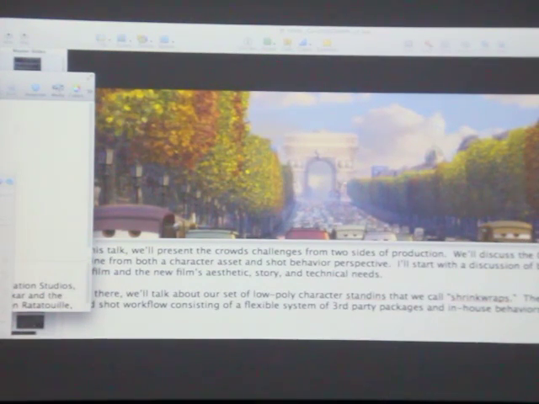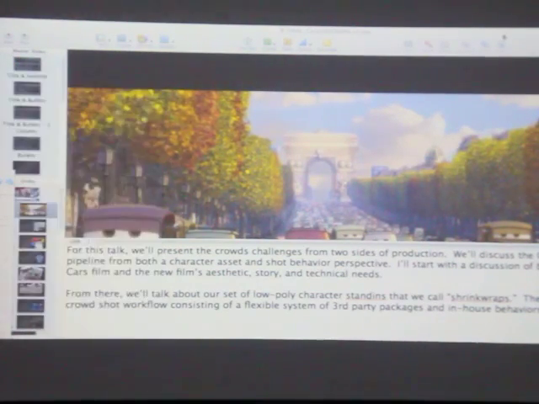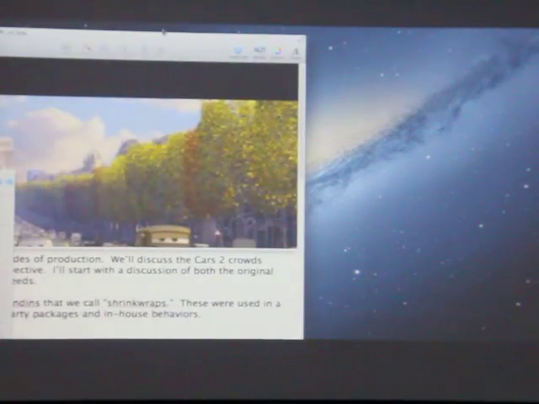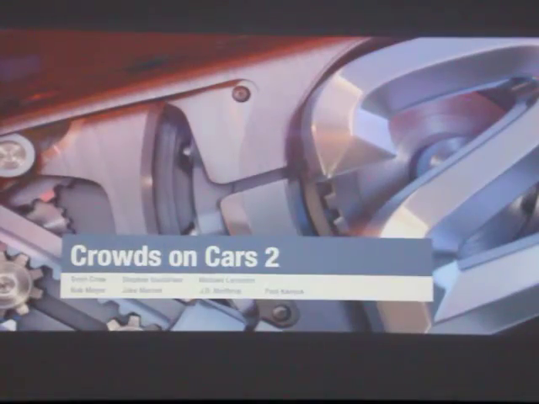All right. One second. Presentation. Oh, it's on the other screen. That always gets me. All right. So we're going to start on Cars 2 now. Any other questions before we pick up Cars 2?